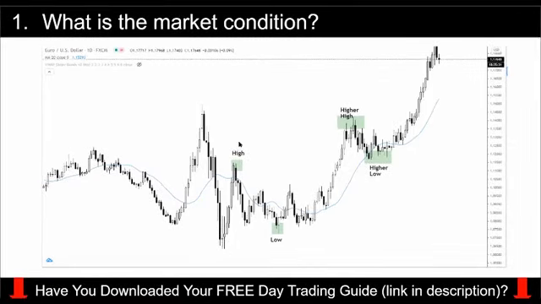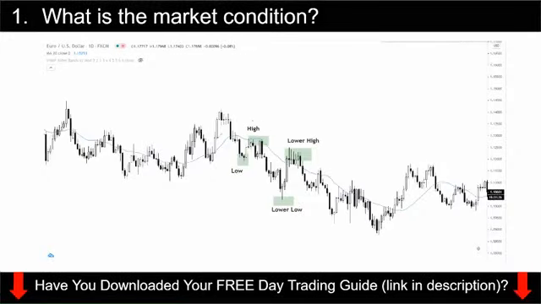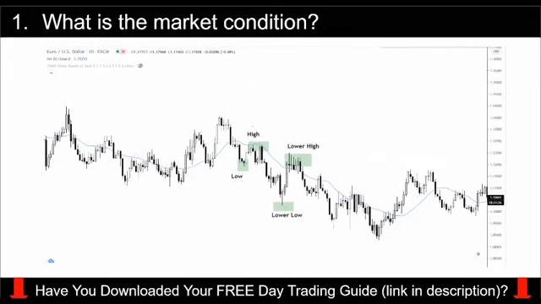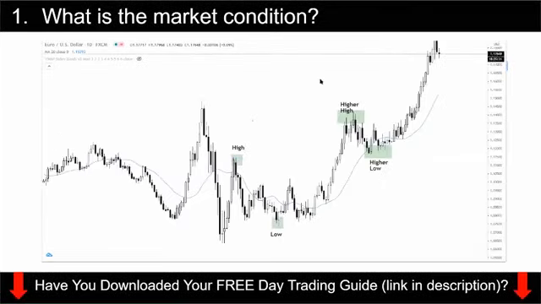Okay, you might ask me why is it an uptrend? Very simple. Let me just draw it. Okay, let me just draw it over here. Okay, sorry. I can't really draw it, but no problem.